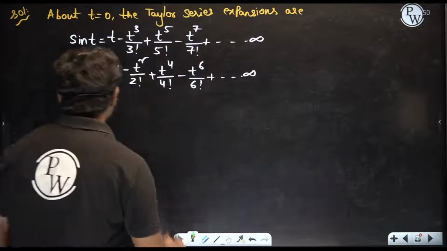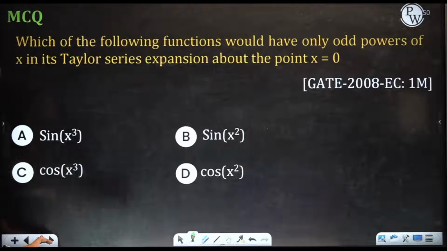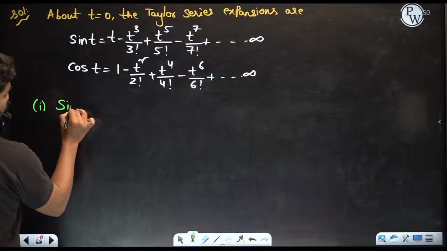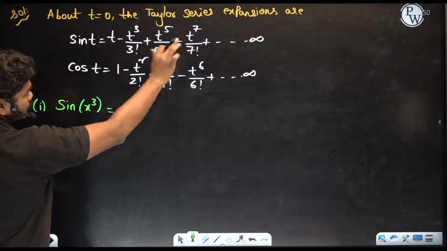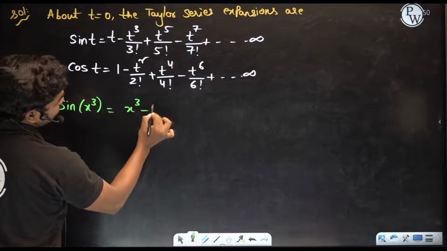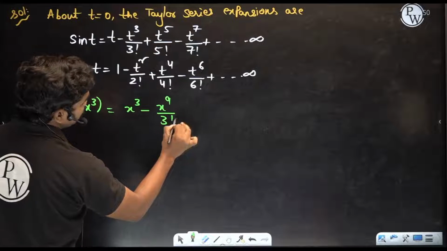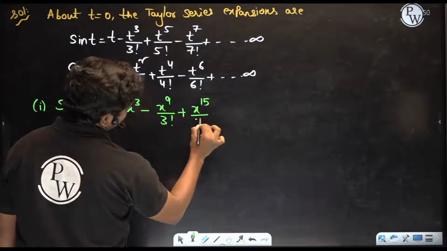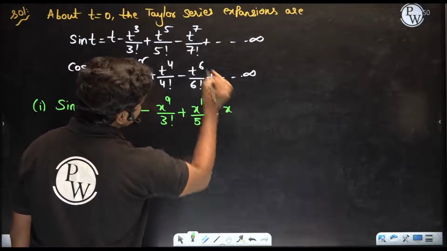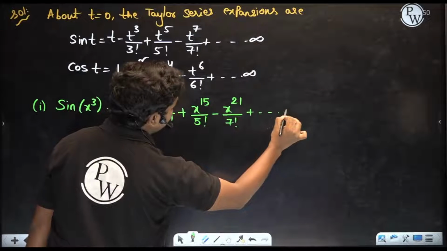Now if you see the first function, what is the first function they have given you? Sin x cube and sin x square. So first is sin x cube. When you write sin x cube, if you put t equal to x cube in this equation, we have x cube minus x cube whole cube, x power 9 by 3 factorial, plus x cube whole power 5, x power 15 by 5 factorial, minus x power 3 into 7, 21 by 7 factorial, and so on to infinity.